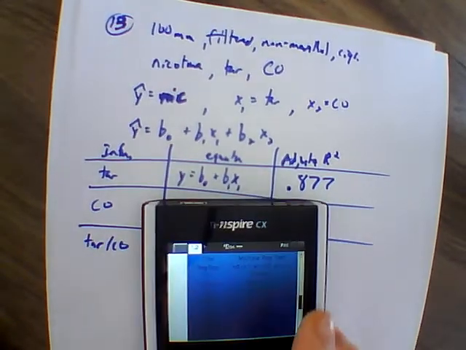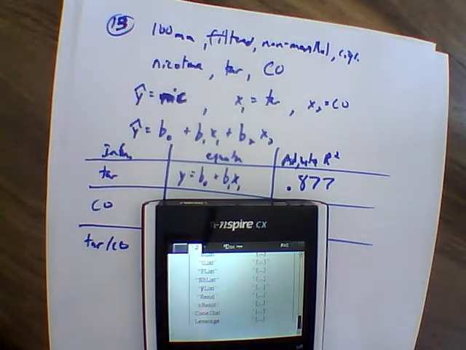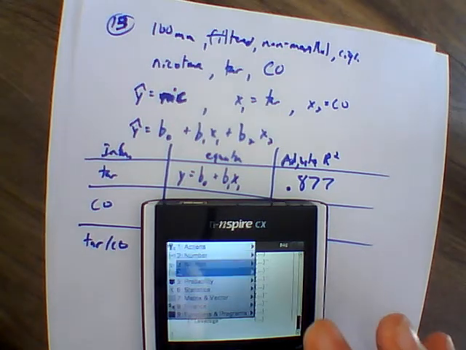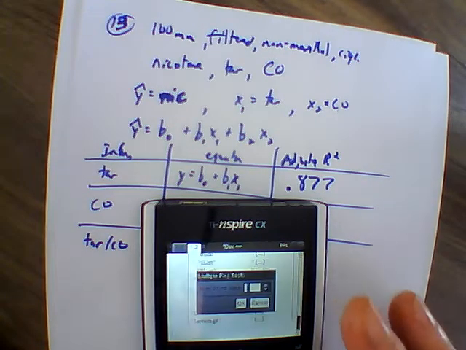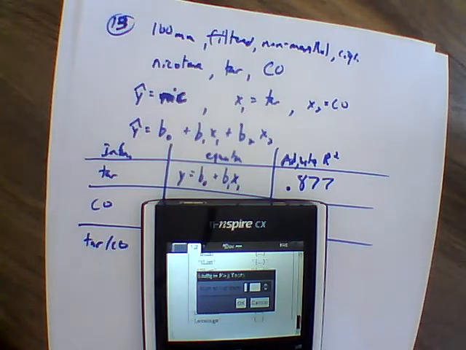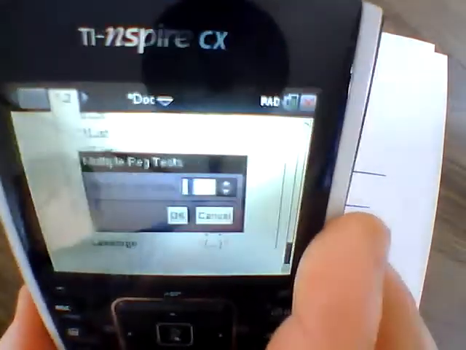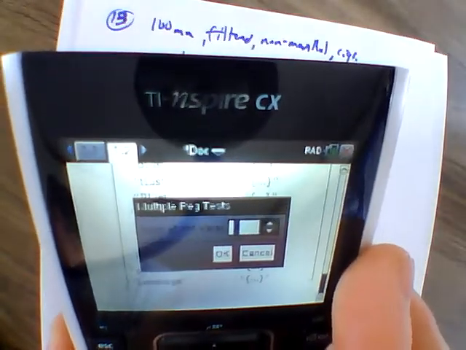And then what we're going to do now is we're going to do it for both of them. So menu, statistics, stat tests, multiple regression. Only now we're going to have 2. Okay, so now I'm going to enter in 2 into here.